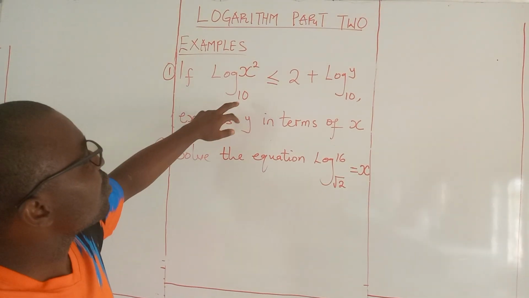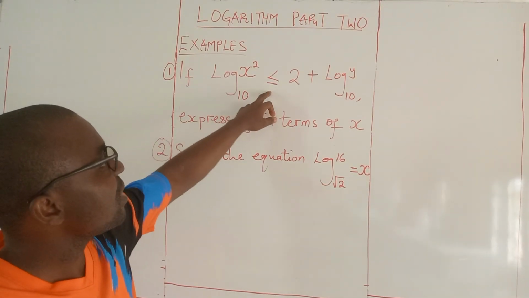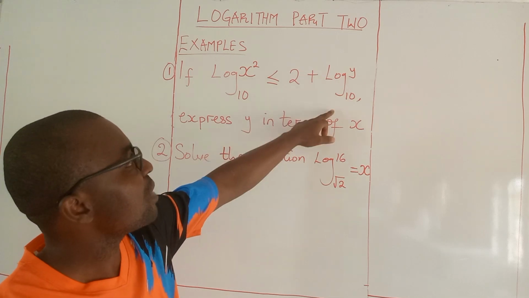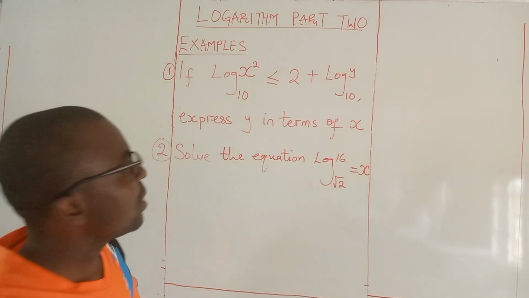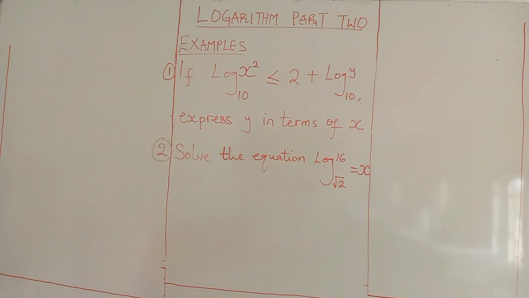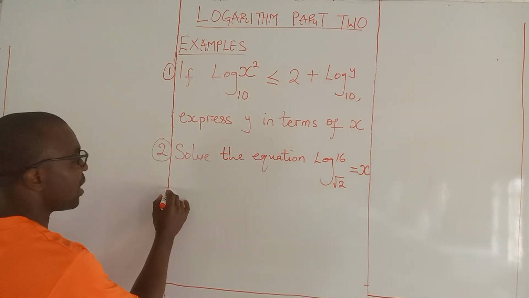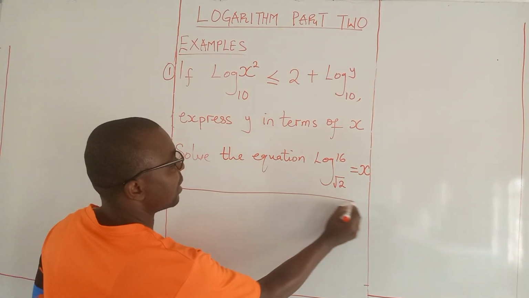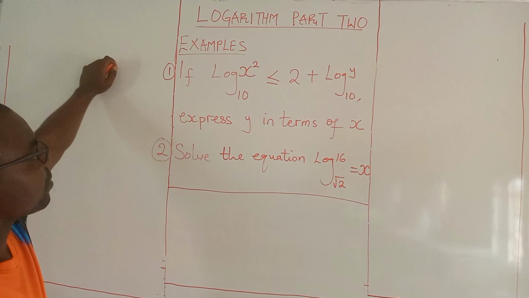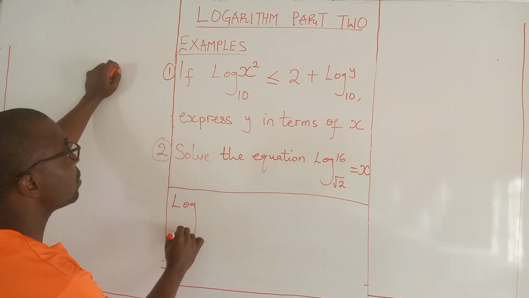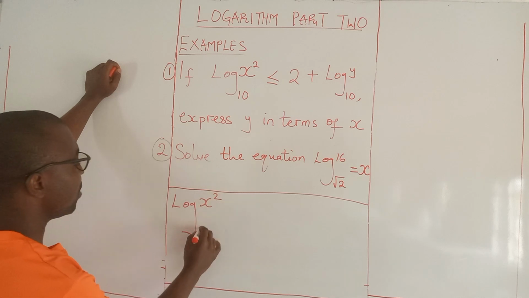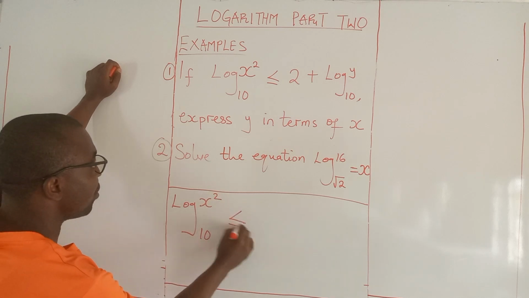If log x squared base 10 is less than or equal to 2 plus log y base 10, express y in terms of x. That is, make y the subject of formula. All right. So let's see how we can handle that. This will be log x squared base 10 is less than or equal to.